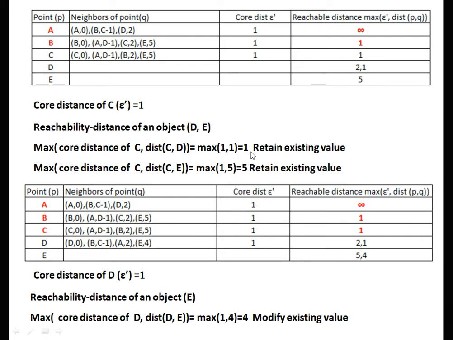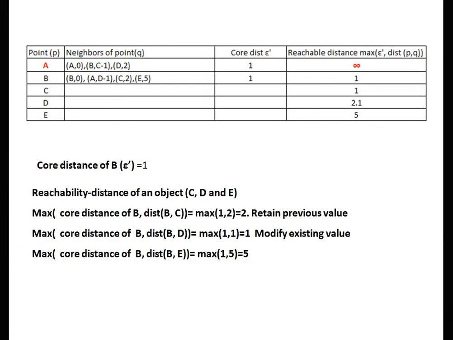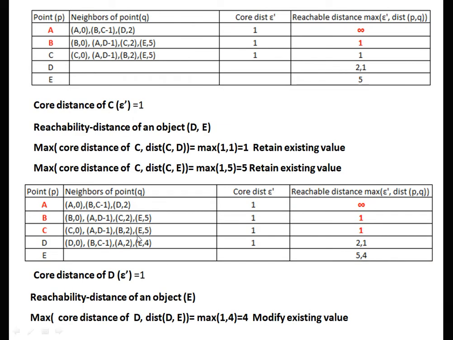We will retain the existing value because the distance between C and D is the same, so we retain the existing value. Next, C and D: the maximum of 1 and 5 is 5, so we retain the existing value. Here we are not modifying. Now see, the change comes here.